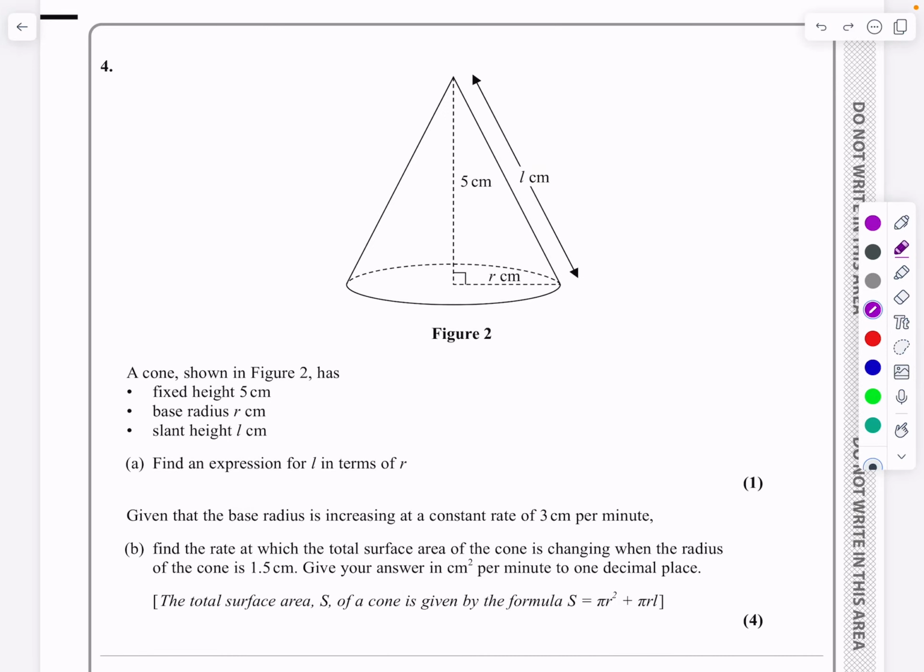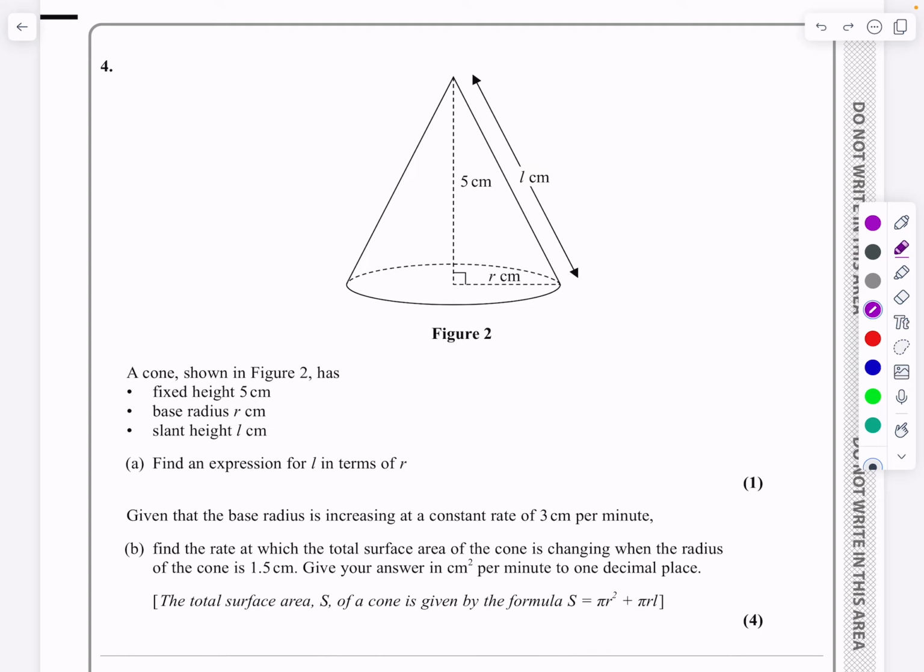Okay, this is the P4 paper from January 2024. It's question number 4, which is a differentiation question, and in particular, as we can see from part B, a rates of change question. Let's have a read through of it. It says we've got this cone here with height 5, radius r, slant height L.